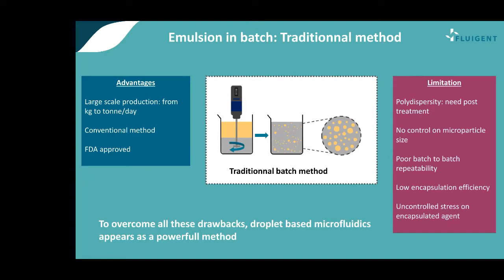The traditional batch method consists of using two immiscible fluids in a reservoir to generate forces. It could be sonication, it could be mechanical forces, and this will lead to the generation of an emulsion of microparticles in another liquid. There are many advantages to this technology, such as large-scale production. We are able to generate a really large amount of microparticle emulsion, from kilograms to tons per day, for example. This is a conventional method which is widely used and widespread in the industrial pharmaceutical area.